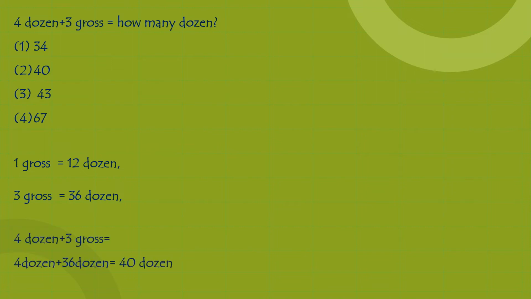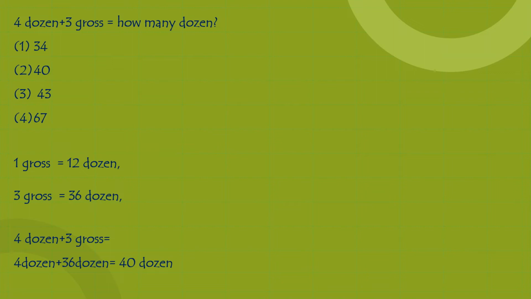So 1 gross is equal to how much? 1 gross is equal to 12 dozen. So 3 gross will be equal to 3 into 12, that is 36 dozens. So 36 dozen plus 4 dozen will be equal to 40 dozens. Okay, did you understand how it happened? 4 dozens were already there.